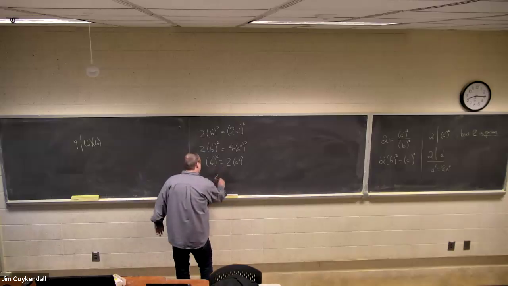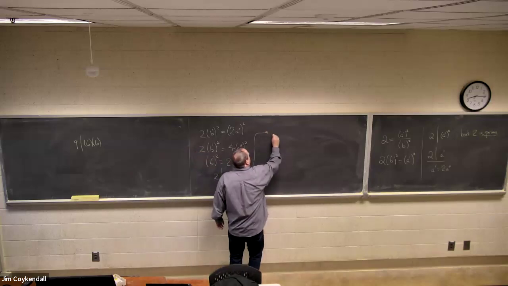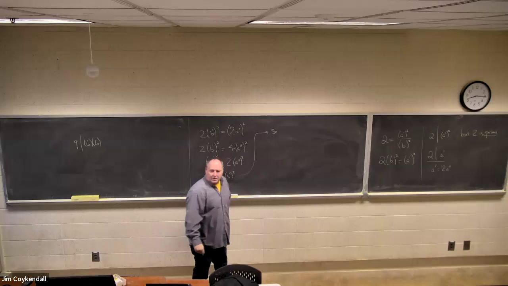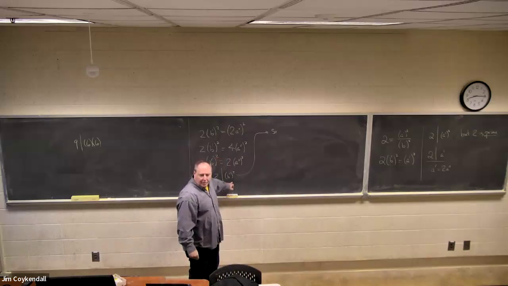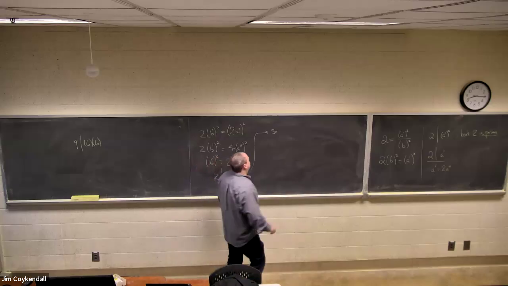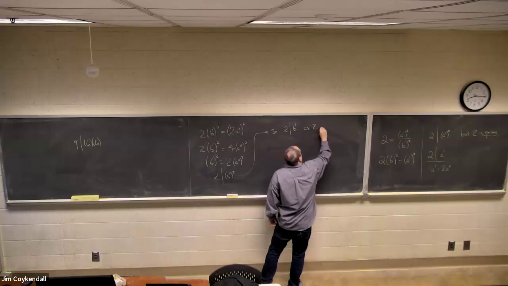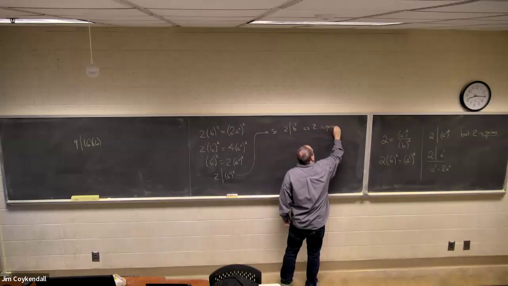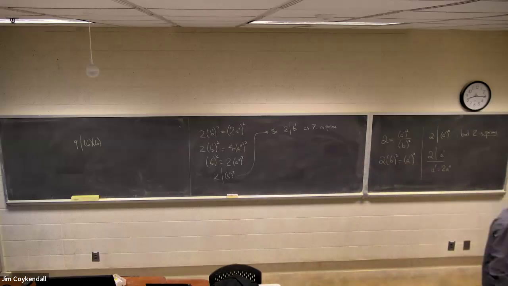2 divides b squared. So what can we conclude? Again, 2 is prime. So 2 divides b. Everybody agree with that? And that is the problem. Somebody tell me why?